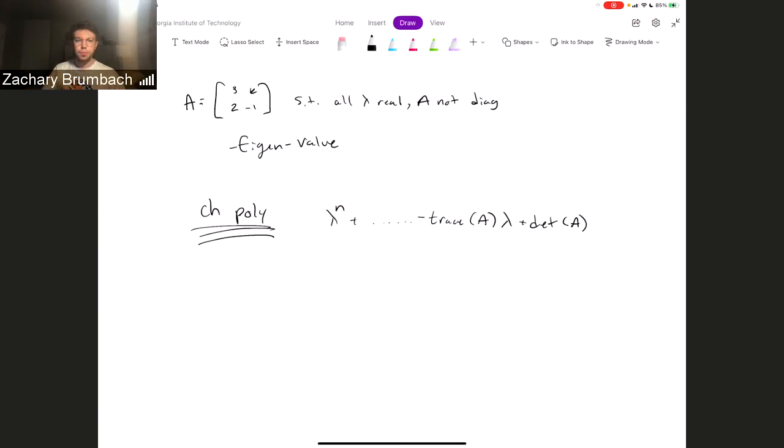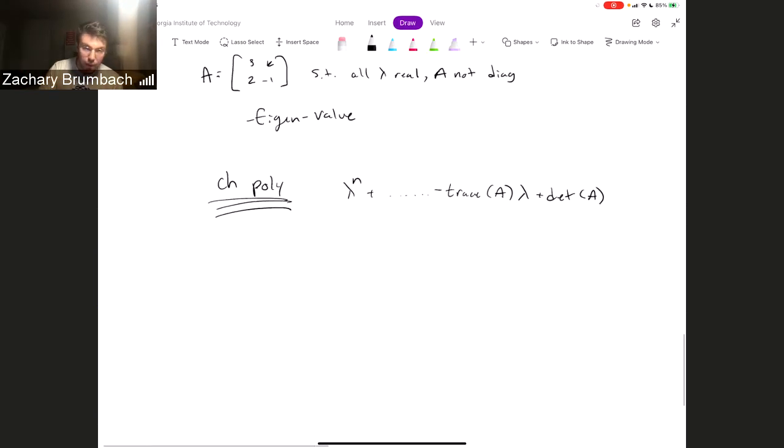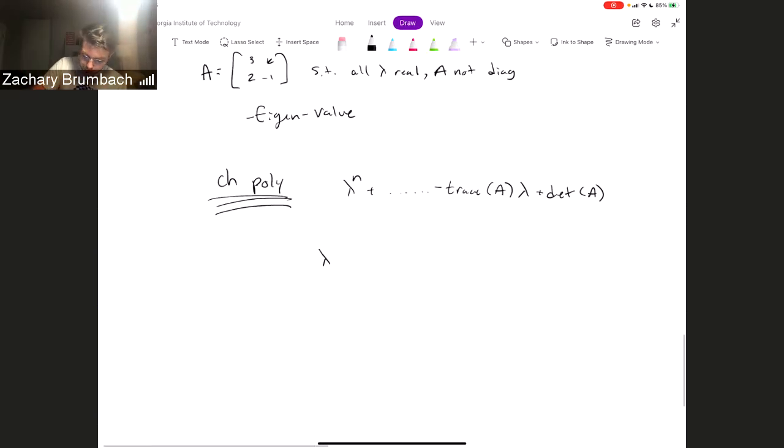Yeah, fantastic. So in this case we have a 2 by 2. So we have lambda squared minus the trace of A, which is the sum of the diagonal entries, times lambda, plus the determinant of A.